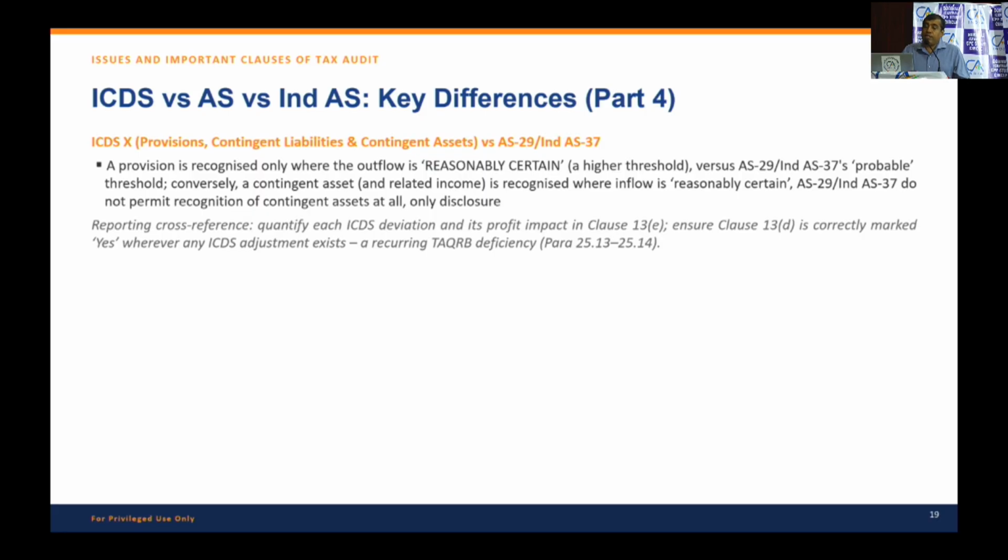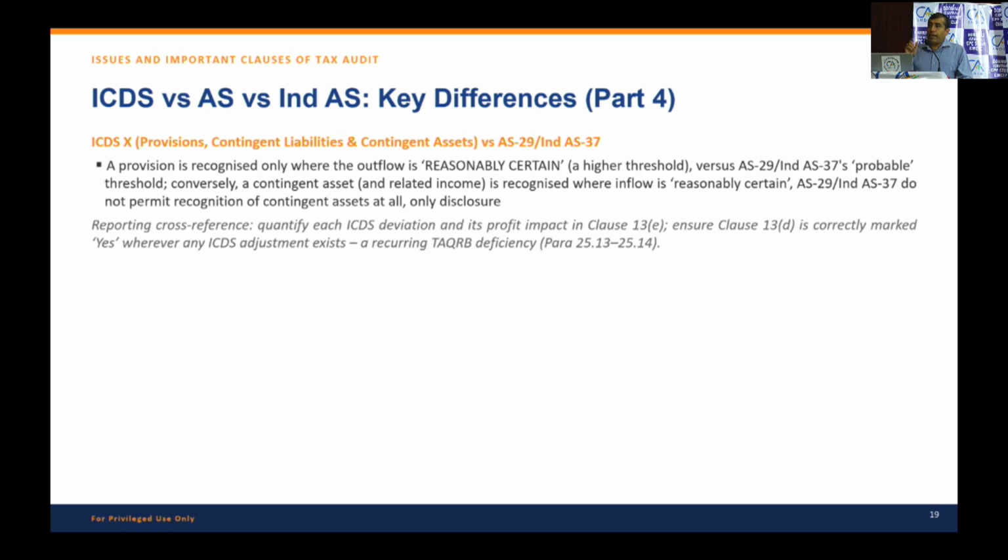Very surprisingly, when it comes to contingent assets, ICDS allows you to book the asset if it is reasonably certain, whereas accounting standards say no contingent assets are to be recognized. So again, there could be a mismatch. These are a few important areas where one will have to be careful, because there will be a lot of different accounting when it comes to books, accounting standards vis-a-vis ICDS.